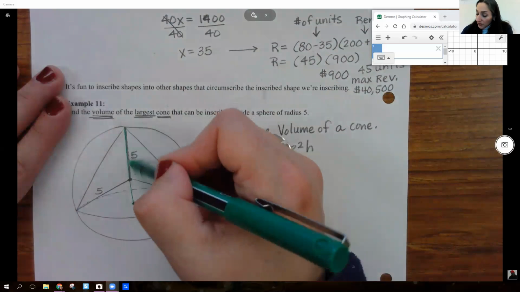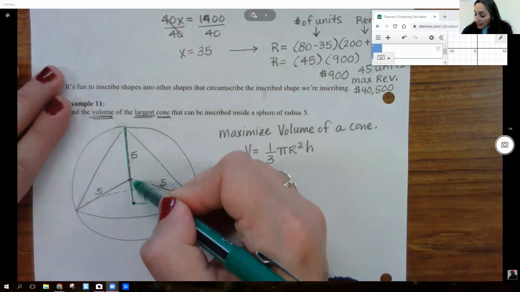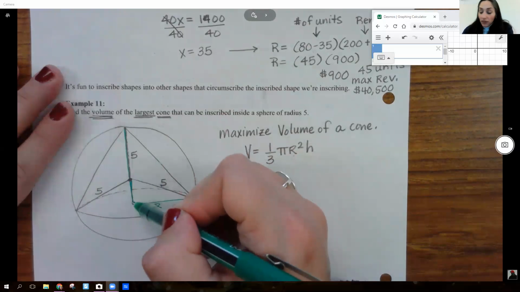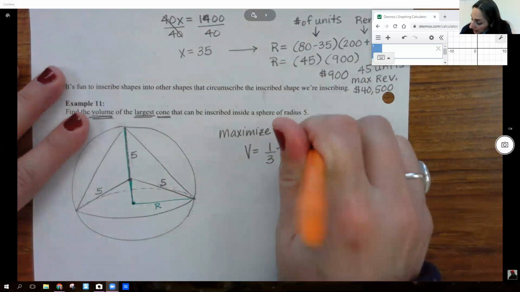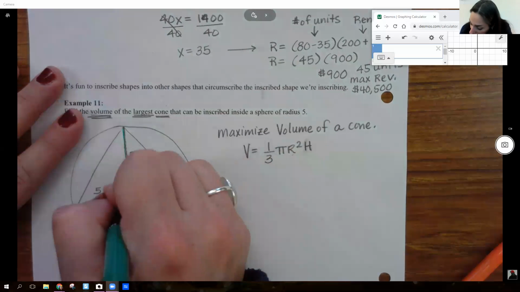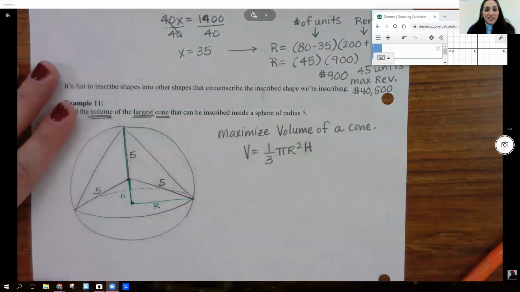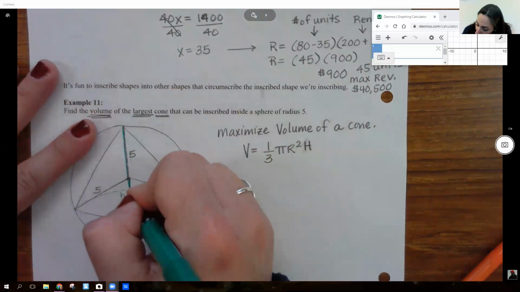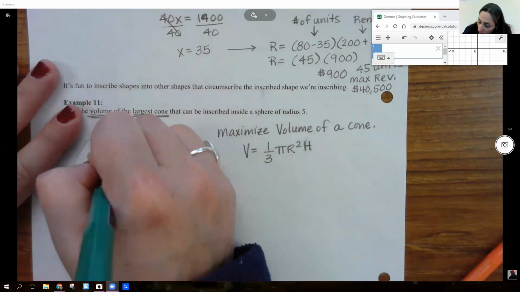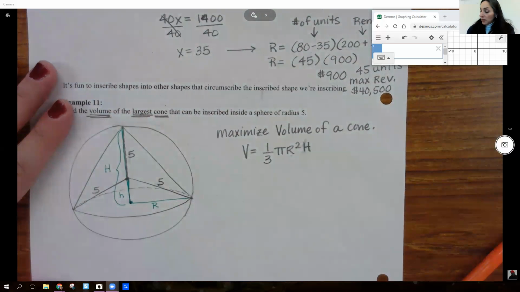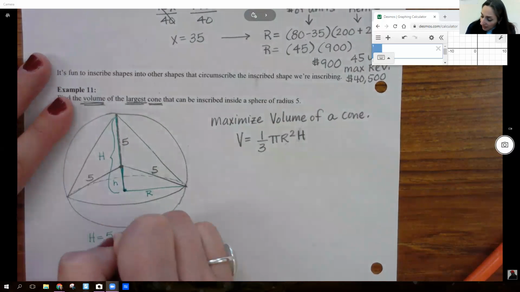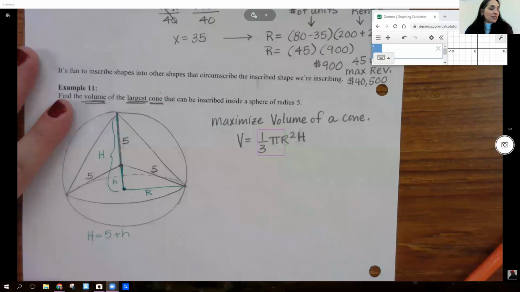I know part of it is 5, and then the other part is this little tiny piece right here. We'll call this big H for the height of the cone, and we'll call this little h right there. This little tiny height, when you add it to 5, gives you big H. So big H is equal to 5 plus little h. Hopefully that's not too confusing with too many H's.